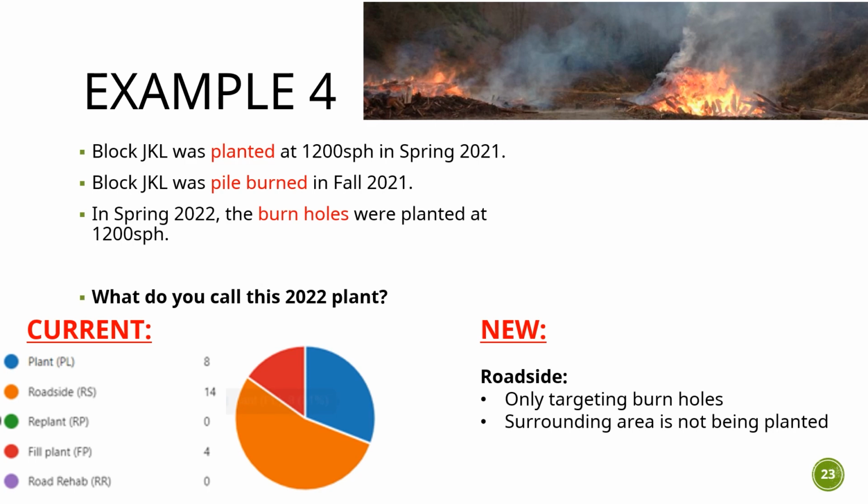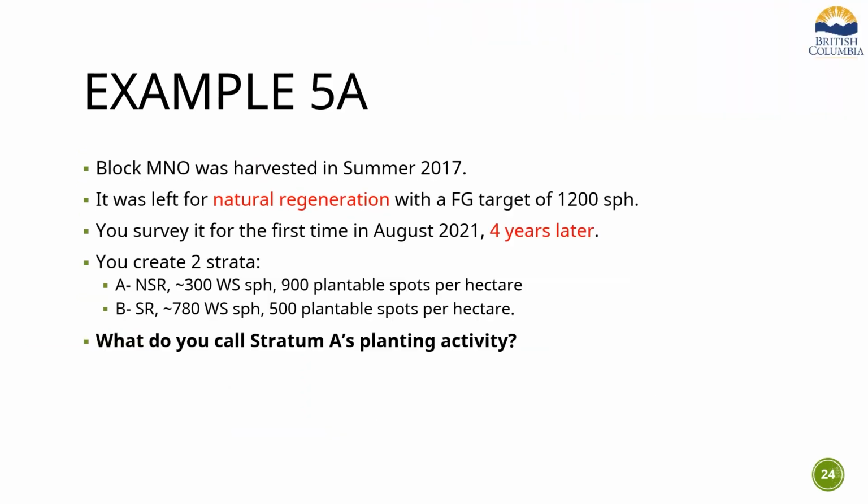Okay, next example. You harvested block MNO in 2017. You left it for natural regeneration. You survey it 4 years later, and you create two stratum. Stratum A is NSR with 300 well-spaced stems per hectare. So you prescribe it for a 900 stem per hectare plant.